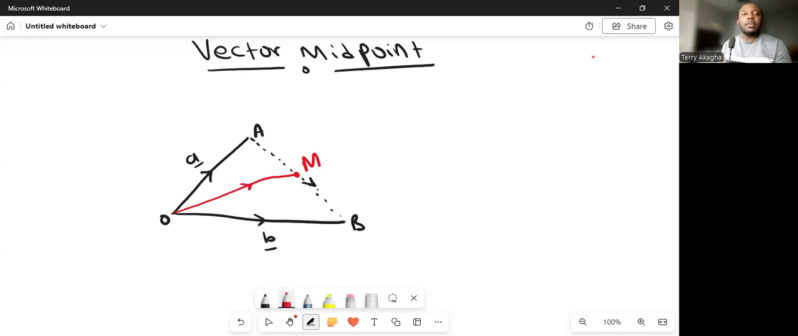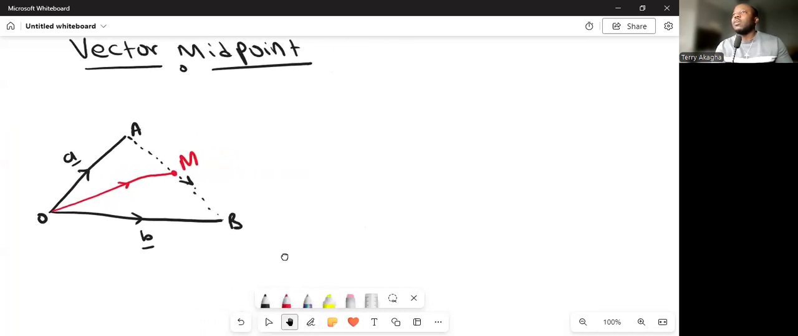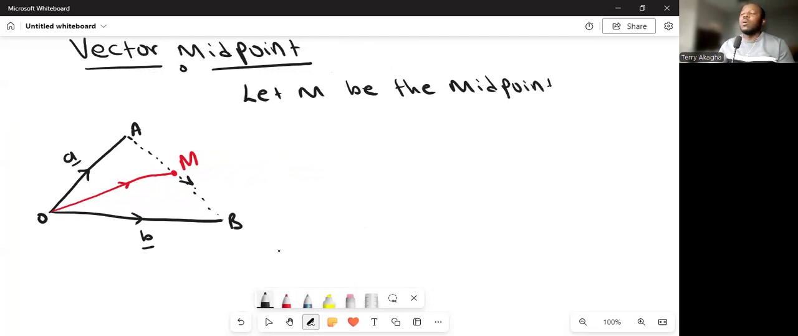Is that making sense? How do we find OM? So let's get cracking. Take this to the side. So we can say, let M be the midpoint of AB. All right, so vector AB, M is the midpoint, okay?